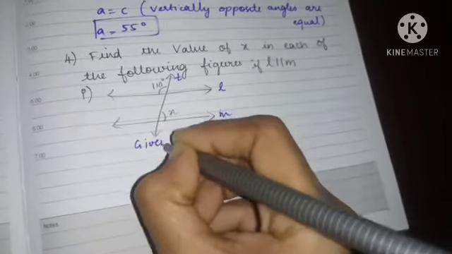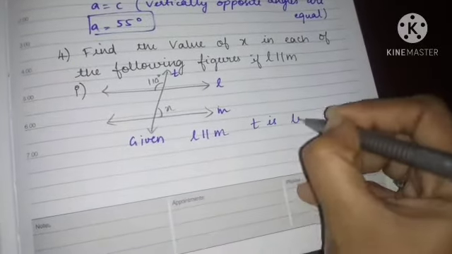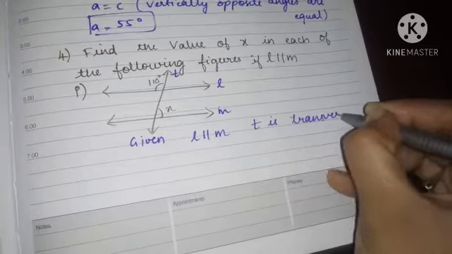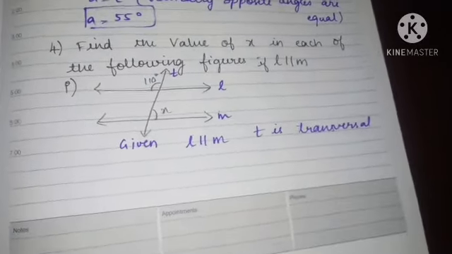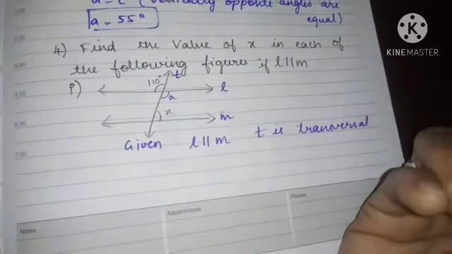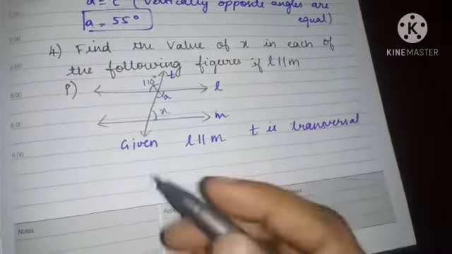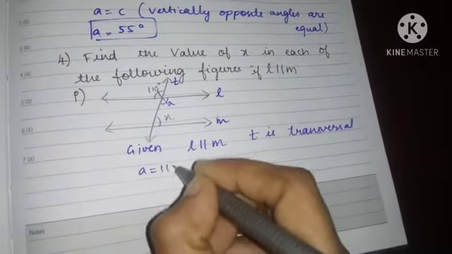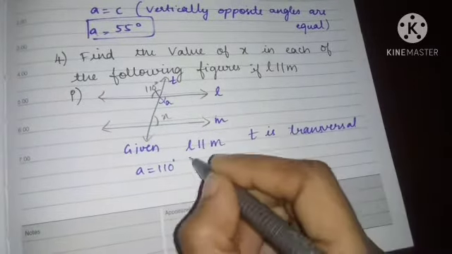So what we are going to do, given L is parallel to M and T is transversal. So I am going to take this angle as A. Okay, I am just taking it. Why? Because these two are vertically opposite angles. So A is equal to 110 degree.